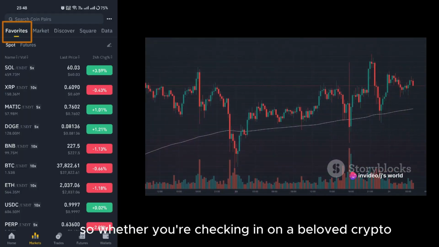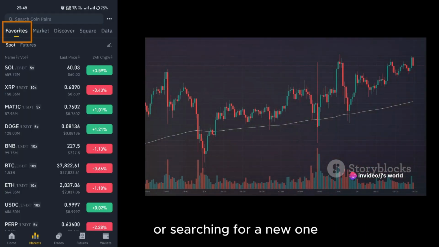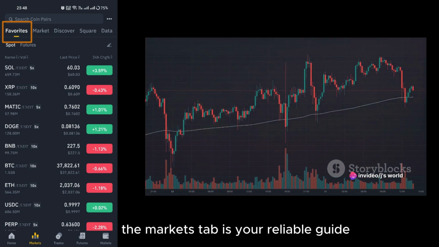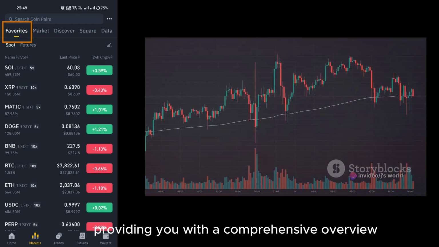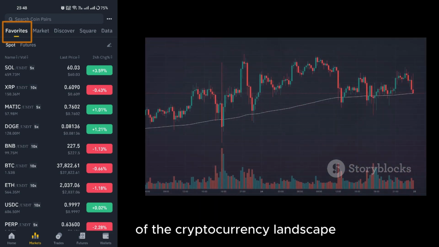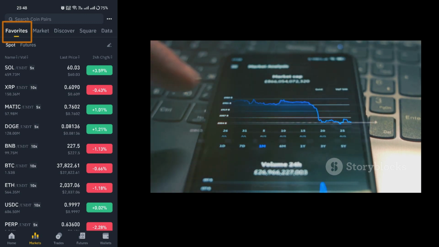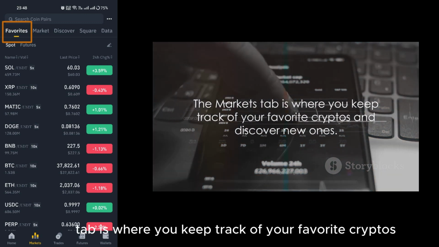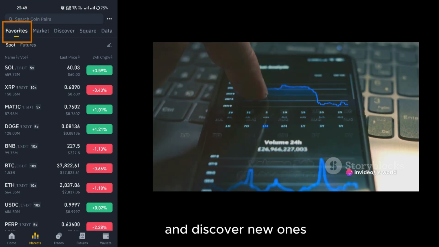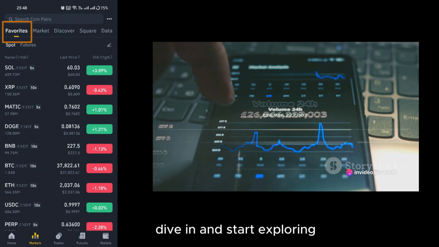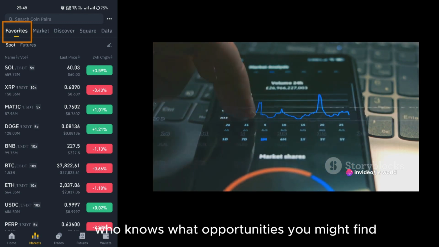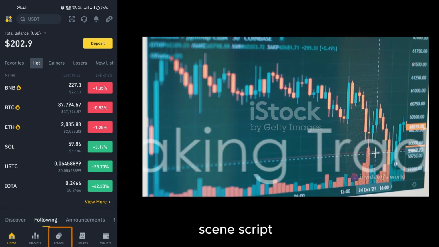So, whether you're checking in on a beloved crypto or searching for a new one, the Markets tab is your reliable guide, providing you with a comprehensive overview of the cryptocurrency landscape. The Markets tab is where you keep track of your favorite cryptos and discover new ones. So go ahead, dive in and start exploring. Who knows what opportunities you might find?